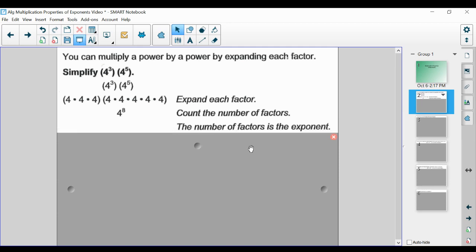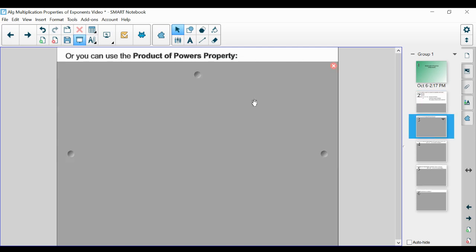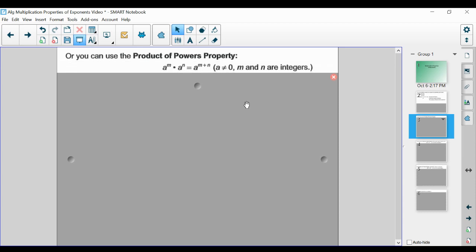We can definitely do that. So the number of factors, again, is the exponent, right? We can definitely do that, but that's a bit long. We could do it by expanding each factor, or we can use the product of powers property. In the algebraic explanation, a to the m times a to the n is equal to a, the same base, raised to the power of m plus n, so long as a is not 0 and m and n are integers. But let's see this played out in a numerical representation.